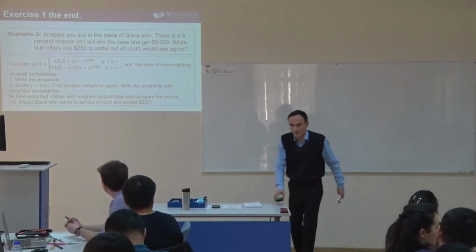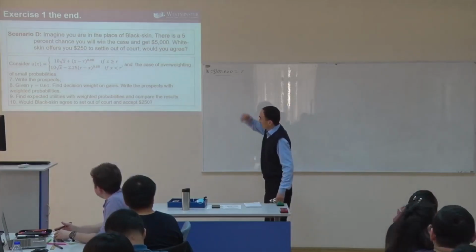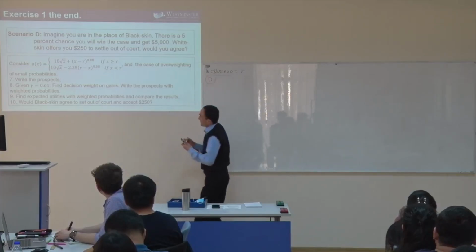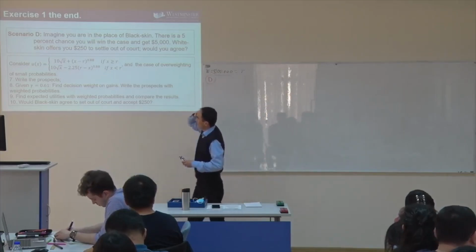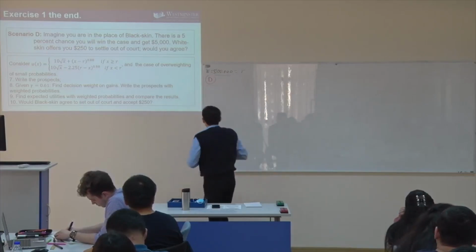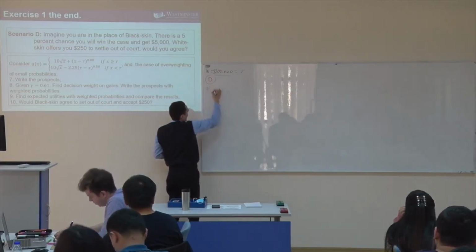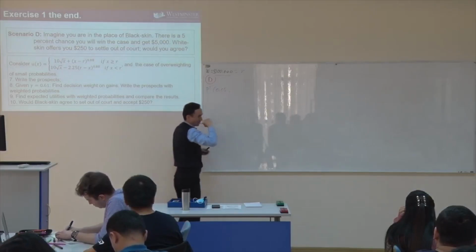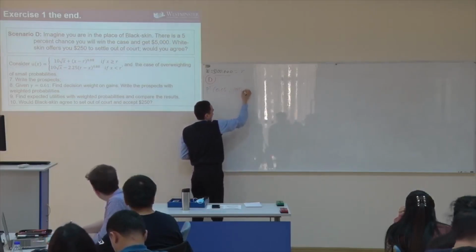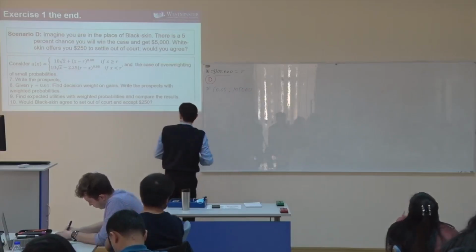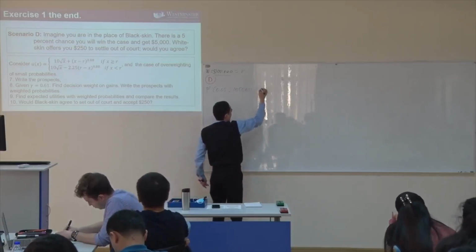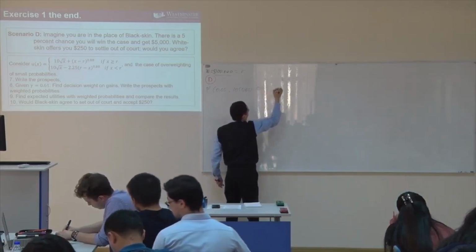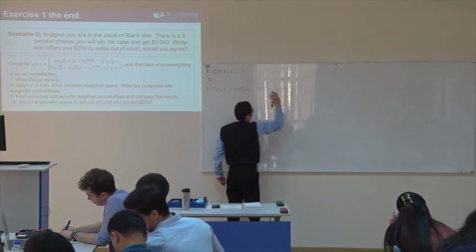Okay, prospect D. So now we are considering that lady. Prospect D. Now there is a 5% chance that she will win the case. So if you are going to write the first prospect, there is a 5% probability that she will win the case, and her final wealth is going to be equal to 105,000. And there is a 95% chance she will lose the case, and her wealth is going to be equal to 100,000. It will remain unchanged.